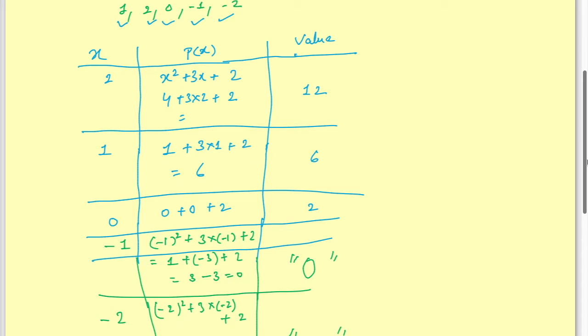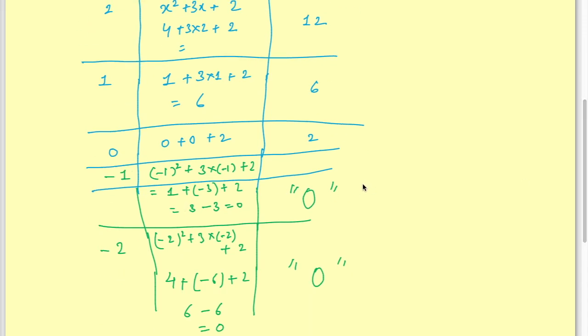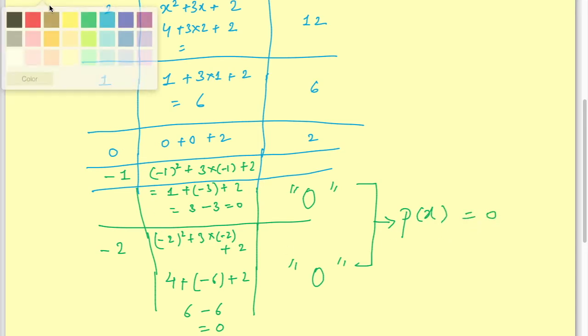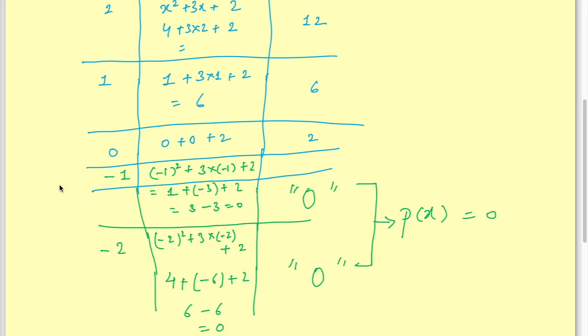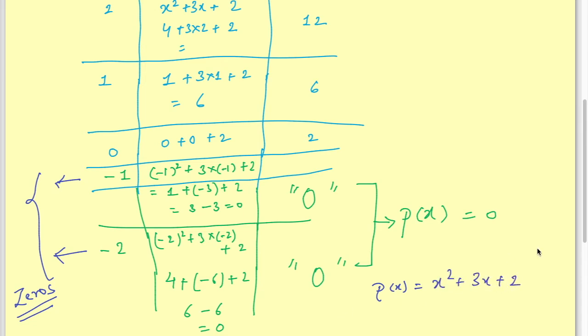So at these points, my polynomial is becoming 0. What are these points? These points are minus 1 and minus 2. These are my zeros of my polynomial equation p of x equal to x square plus 3x plus 2.